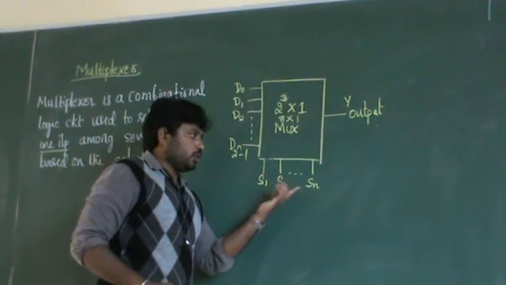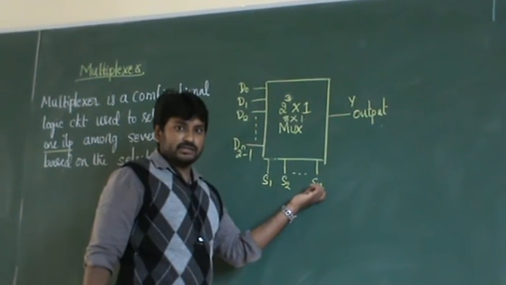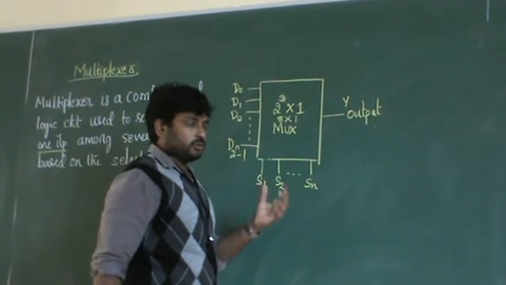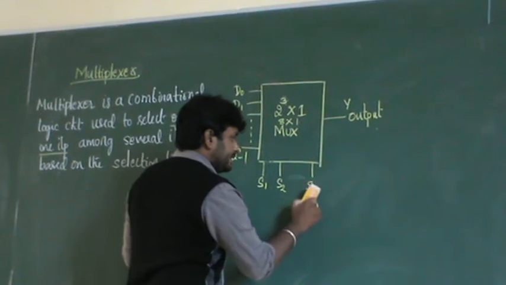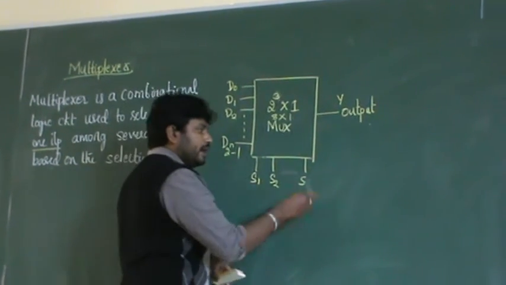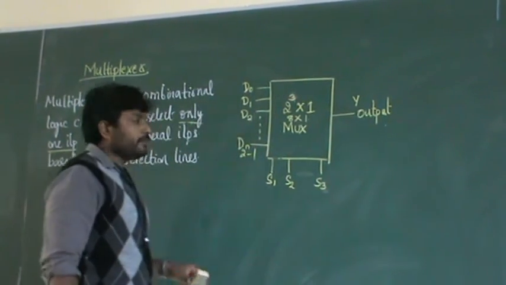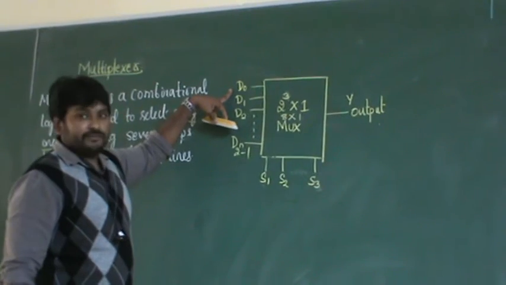So S1, S2, how many S? What is the value of n I am considering? I am just considering n as equal to 3. Therefore your select lines will become S1, S2 and S3. Now you are starting from D0.